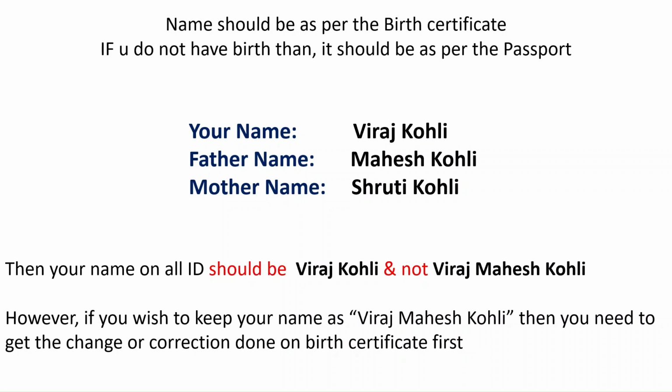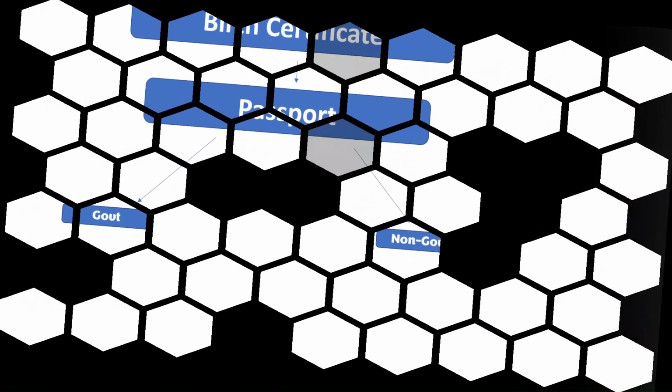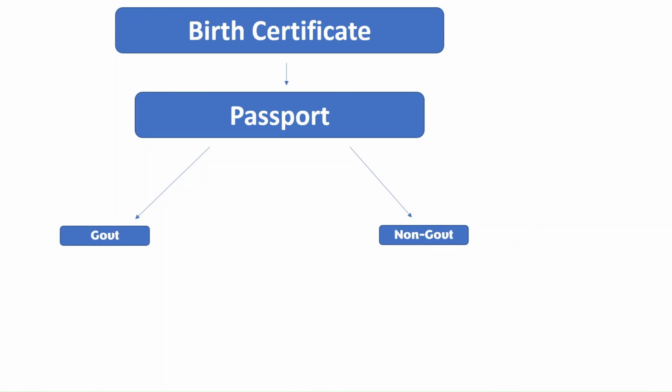If you wish to keep your name as Viraj Mahesh Kohli, then you need to get this correction done on the birth certificate first. Birth certificate and the passport. Once you have it corrected on your birth certificate and your passport, you can get that correction done on all the other relevant documents as well. Alright, so as discussed earlier, your name should be taken as per your birth certificate. If you do not have the birth certificate, then make sure you take the name as per the passport.